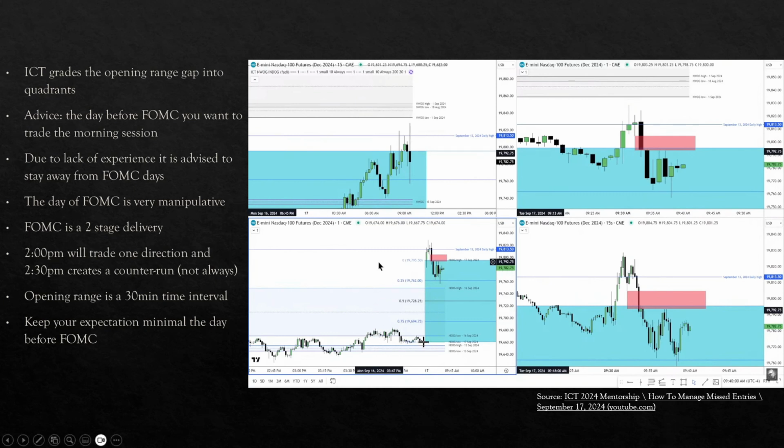ICT divides this into the 4 quadrants. He does this here on the 1-minute chart in the bottom left corner, pulls this from yesterday's settlement price to the 9:30 a.m. opening price, and divides that into the quadrants. And you can see this is the middle, 50%, so this is the mid gap level.